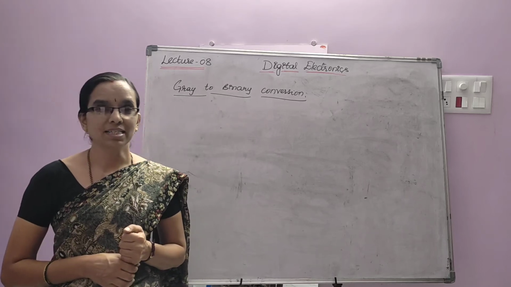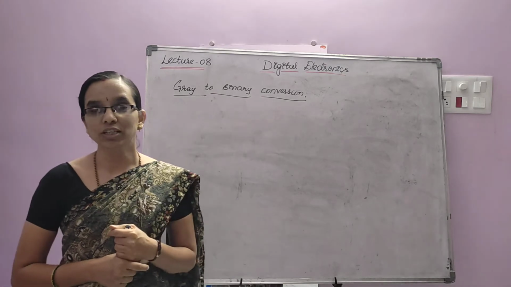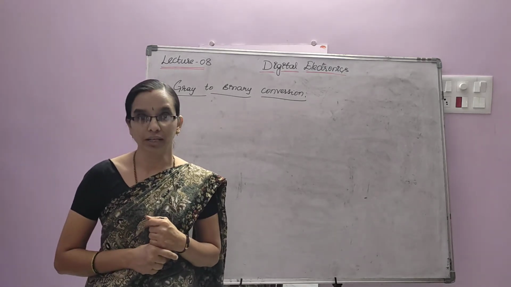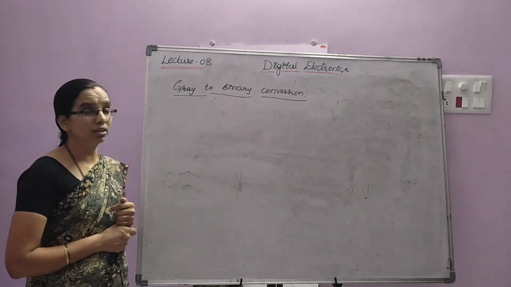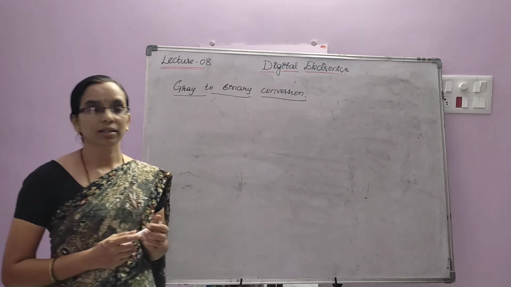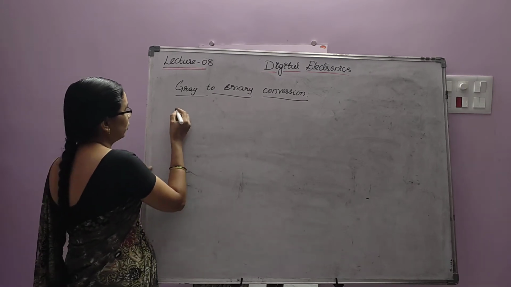Hello students, let us continue with the gray code. In the last session we have learnt how to convert the binary into gray code, and today in this session we are going to learn how to convert the gray code into a binary number. So let us take an example of a gray code.